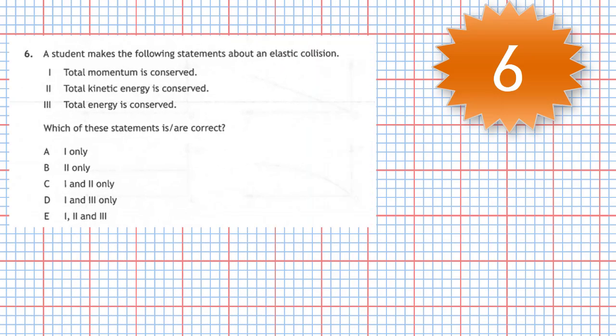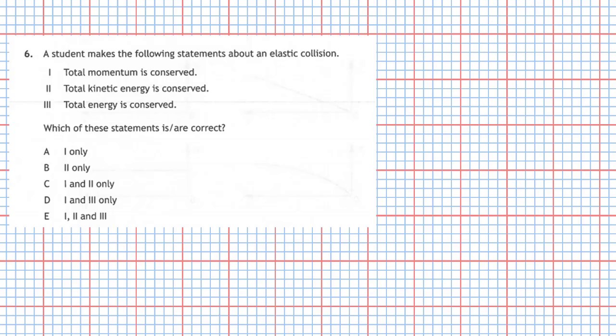Question 6 from Section 1 of the 2019 Higher Physics Examination. A student makes the following statements about an elastic collision. 1. The total momentum is conserved. 2. The total kinetic energy is conserved. And 3. The total energy is conserved. And we're asked to find which of these statements is or are correct.